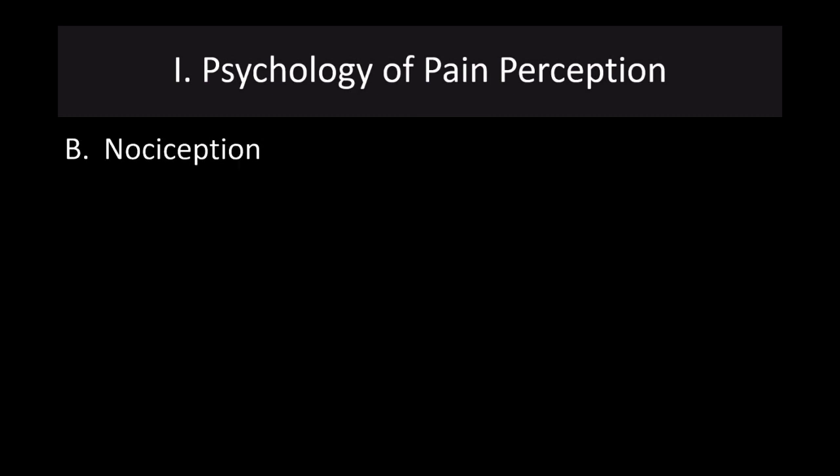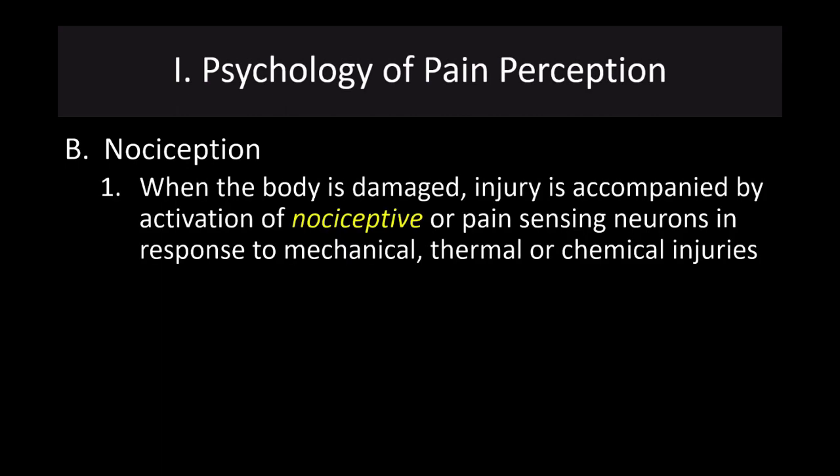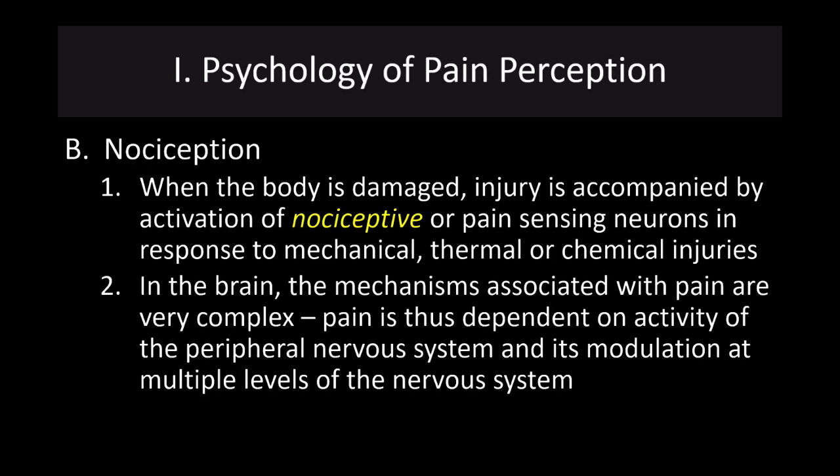So the first thing to understand is the idea of nociception, and this is basically nociceptive pain. When the body's damaged, we get these nociceptors, or pain-sensing neurons, that can respond to mechanical, thermal, or chemical injuries. So when you cut yourself, burn yourself, or cut yourself and squeeze a lime or a lemon. Let's say you've got a paper cut on your fingertips and then you have to squeeze a lime or a lemon. That's going to be a chemical injury on top of the mechanical injury.